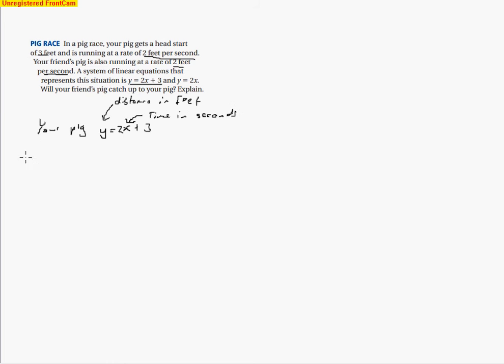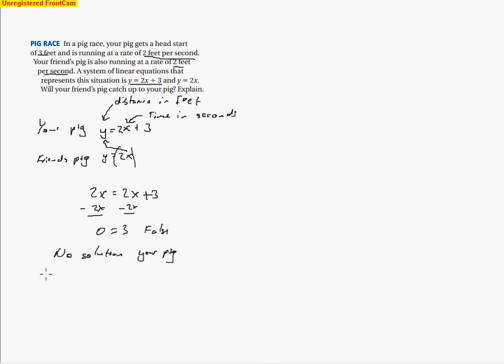And so your friend's pig is y equals 2x, and does not get that head start. And so if I was to solve this, I would go ahead and substitute. It's a great method here. 2x equals 2x plus 3. Well, when you go ahead and solve further, you notice that your variables cancel. And so I'm left with something that is false, a false statement. And so what that means is that there is no solution.